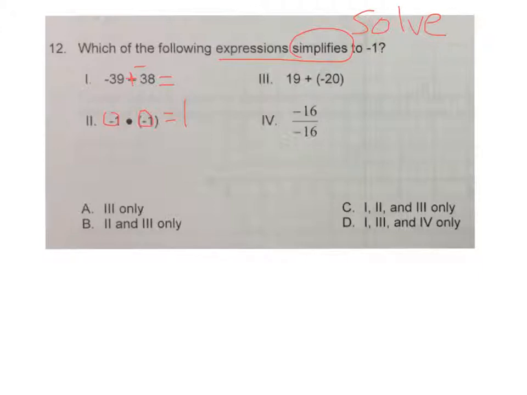Number 3, when I have two separate signs on addition, that really means I'm subtracting. The difference is 1, and 20 gets to keep its sign because it has the greater absolute value. And then number 4, 16 divided by 16 is 1, and they are the same sign, so it's positive 1. So that means the correct answer is A. Only number 3 simplified to be negative 1.